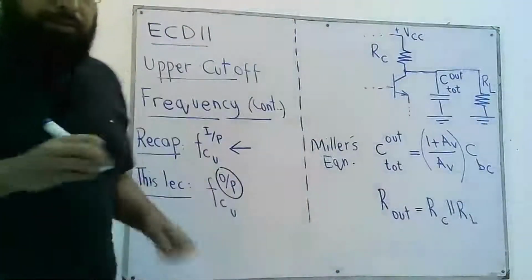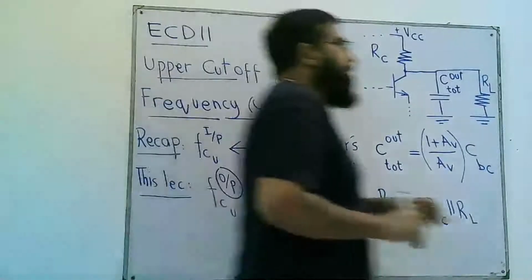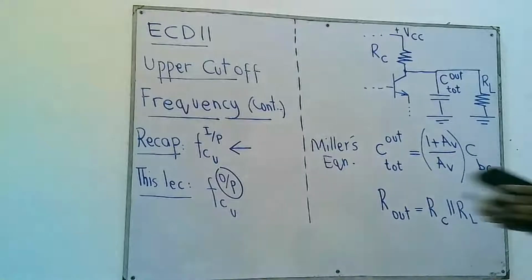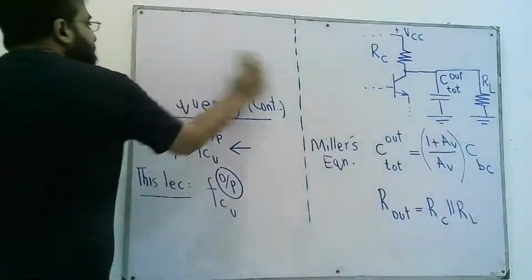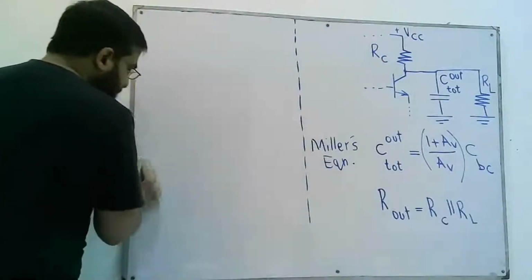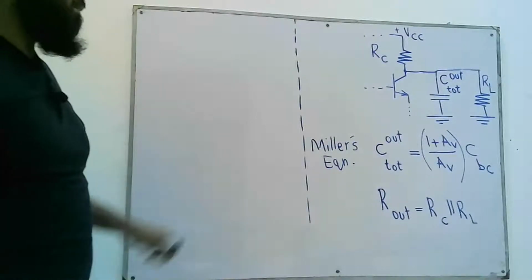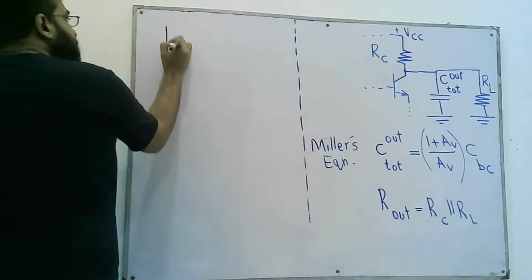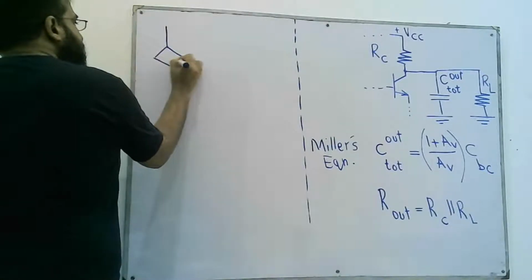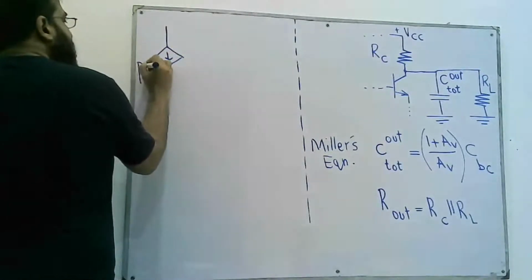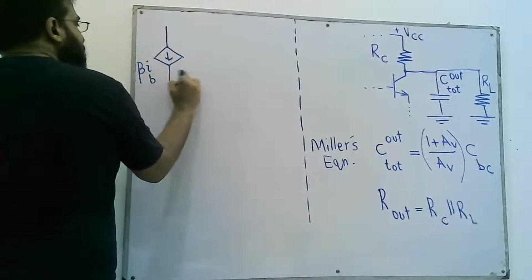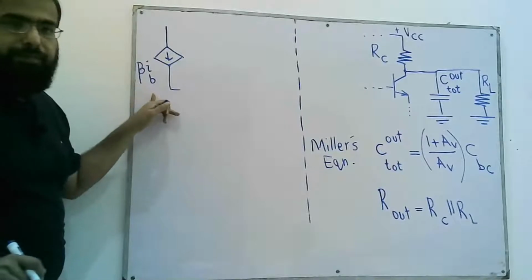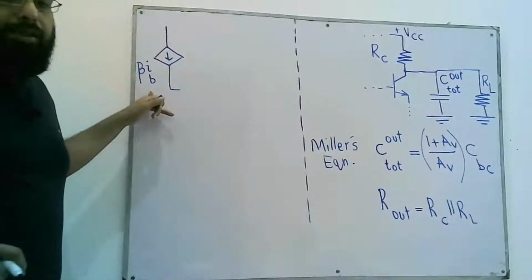And in our last course we have studied that BJT is a current amplifier, and the output current IC is a dependent current source, can be modeled as a dependent current source depending on beta and the input base current IB.